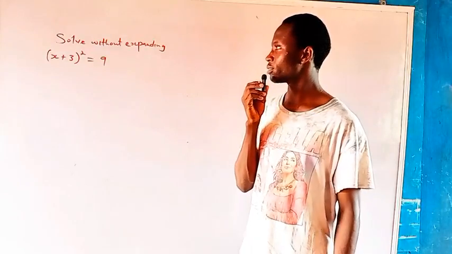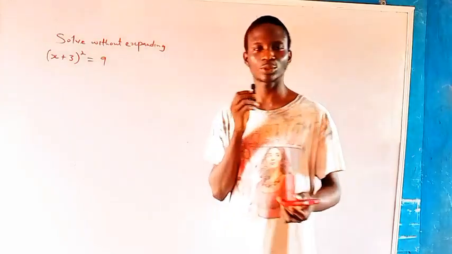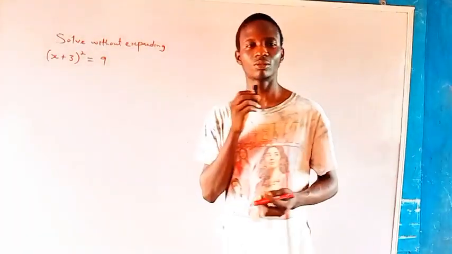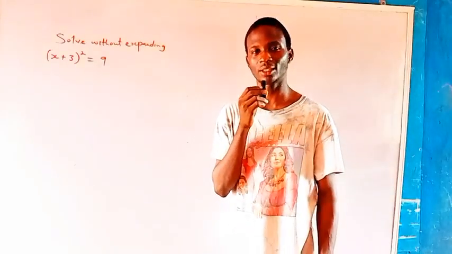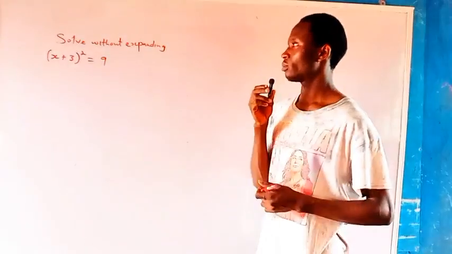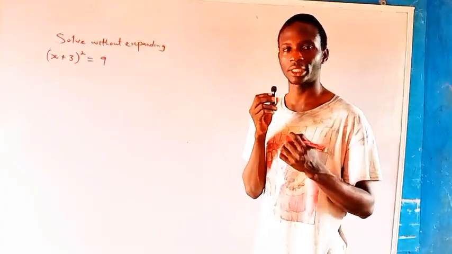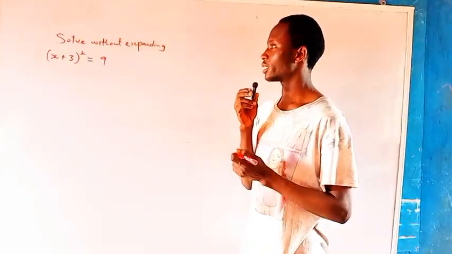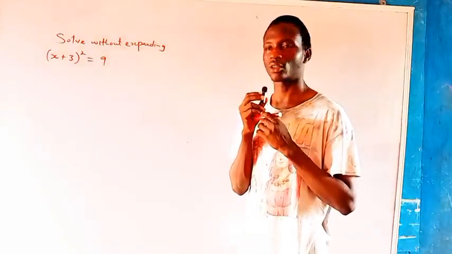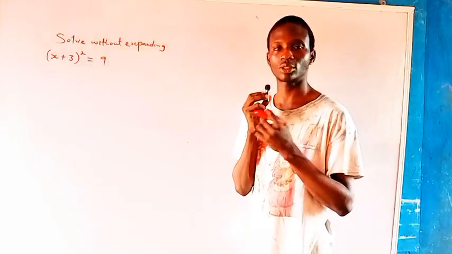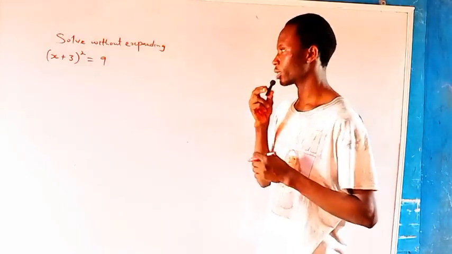In today's tutorial, I want to solve this simple question which says (x + 3)² = 9. But I'm not just solving this problem, I'm solving it with carefulness, okay? Because the question says that I should solve without expanding. So I'm not going to expand. In order to solve this problem, I'm not going to expand, okay?